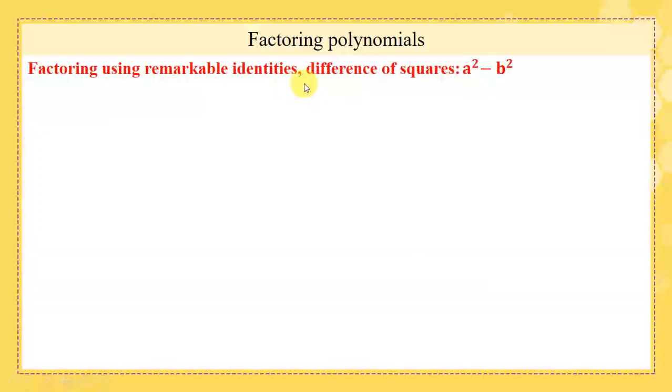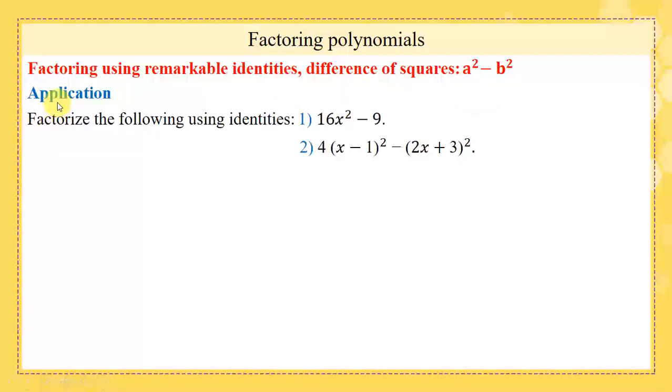Factoring using remarkable identities, difference of squares a squared minus b squared. Application: factorize the following expressions by using remarkable identity. Please pause the video and do it by yourself.